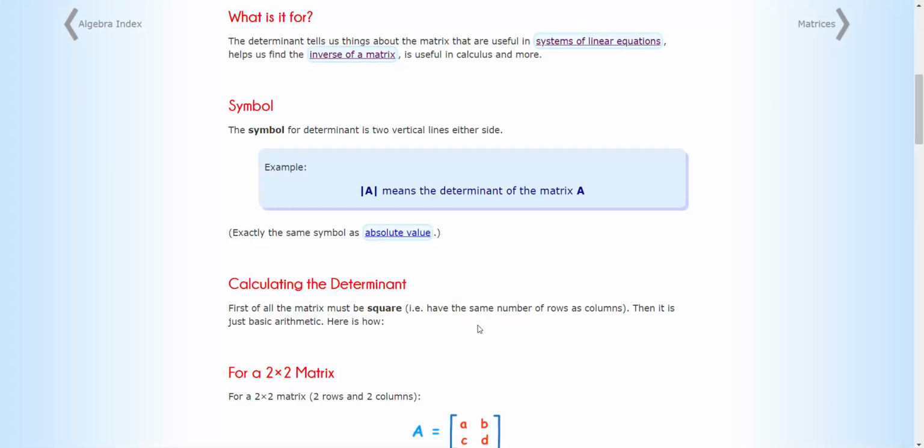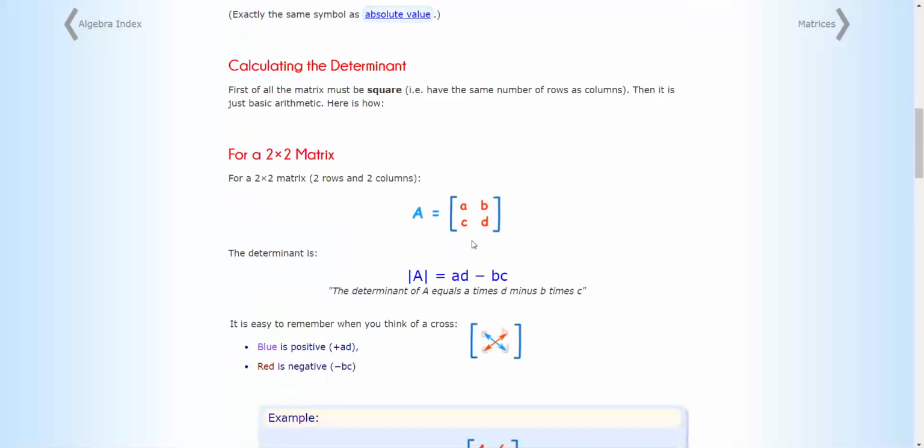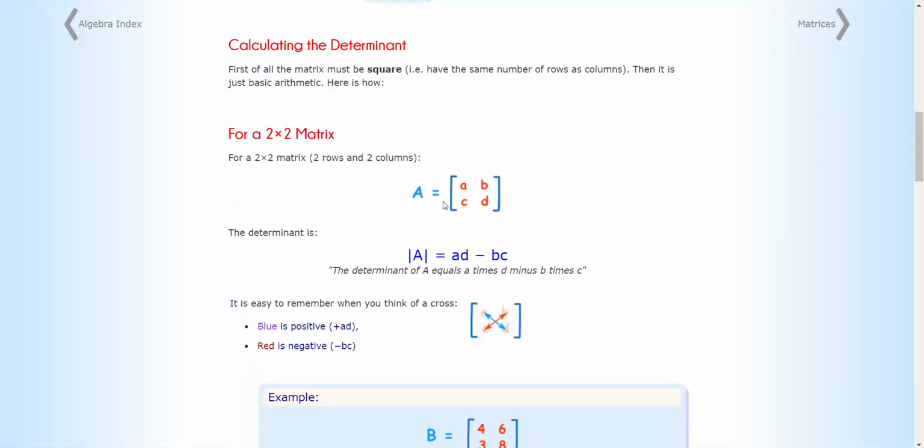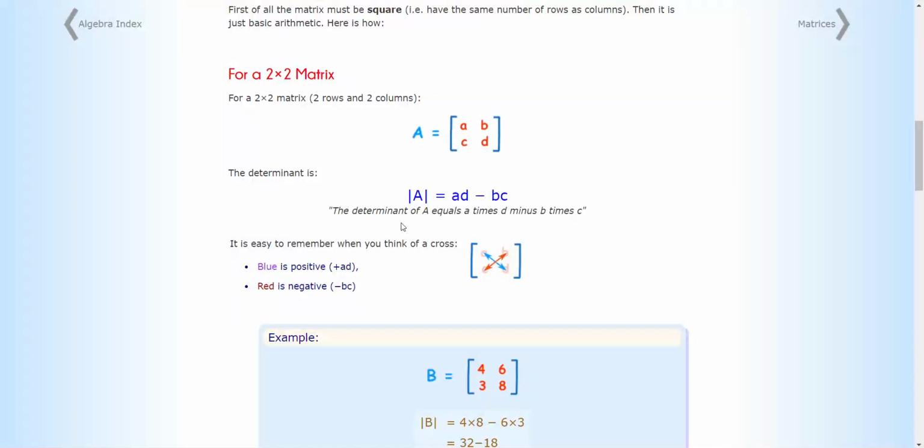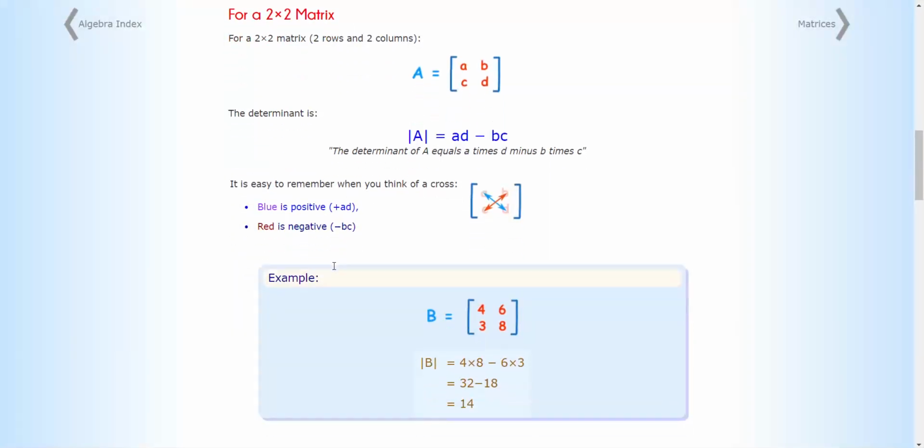The same number of rows as columns. Then it is just basic arithmetic. Here is how. For 2 by 2, 2 rows, 2 columns, the determinant is a multiplied by d minus b and c. Now we know b is positive, red is negative. Nice.